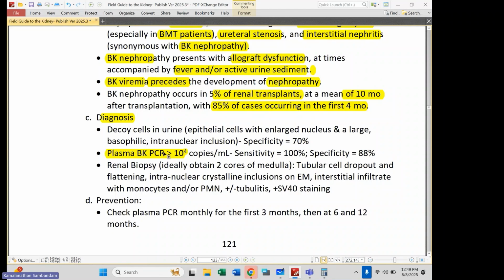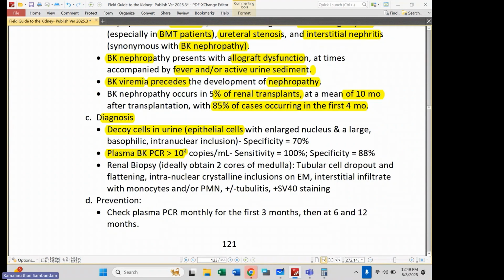Again, we really rely on BK PCRs, but for historical significance, and because this can show up on a board exam, there's something called a decoy cell that you can see sometimes present. A decoy cell refers to this mimicking of morphologically abnormal tubular epithelial cells, or more often transitional epithelial cells that mimic transitional cell carcinoma, okay?